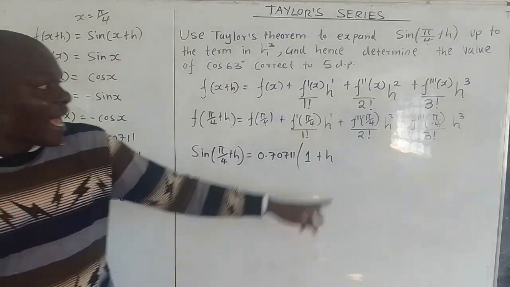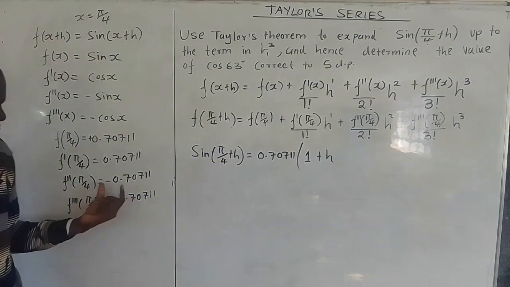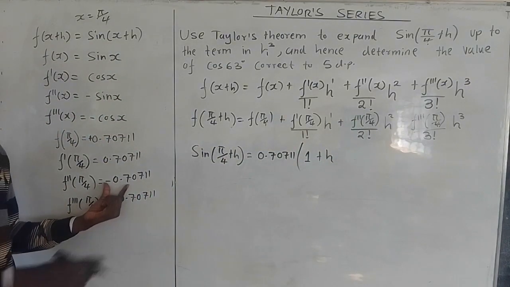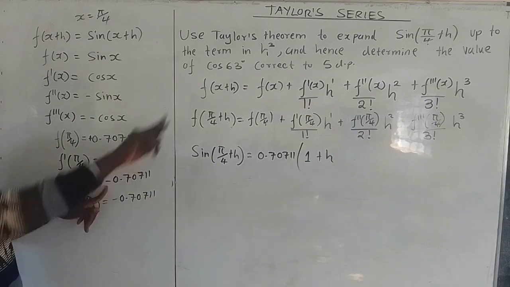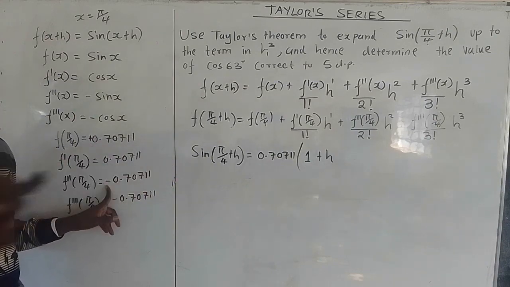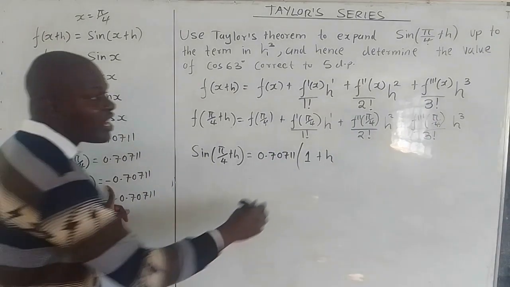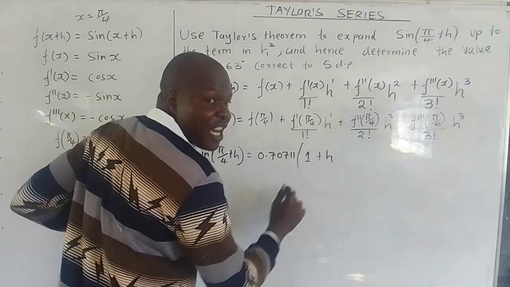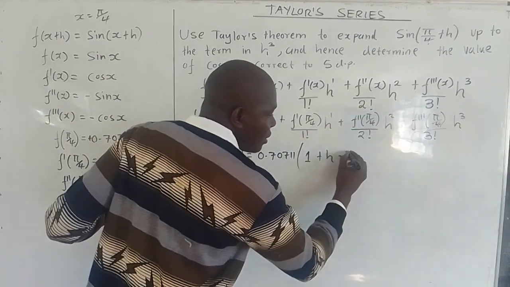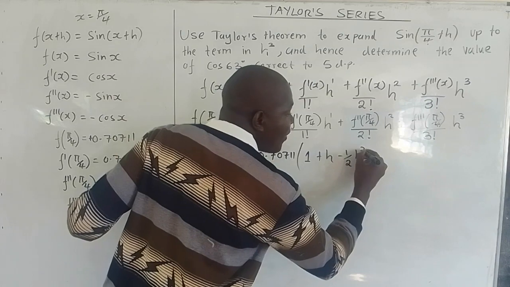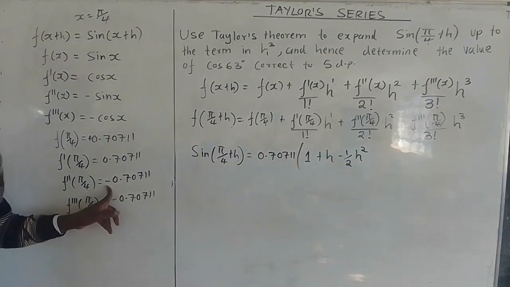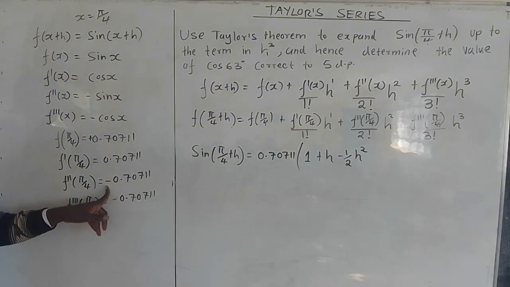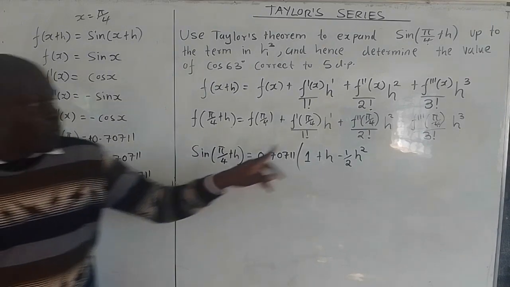Yes. Then here, f double prime of pi over 4 is negative, but we factorize this outside, so we remain with the negative 1 inside, isn't it? So negative 1 over 2 factorial is negative 1 over 2. Then we have our h squared. Are you seeing what is happening? Now, are we together? Good. You move to the next one.